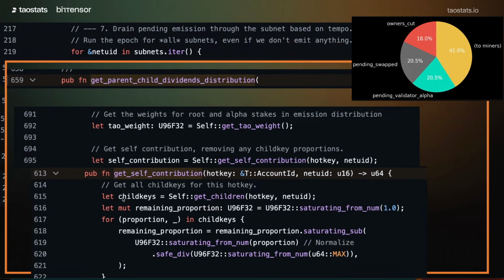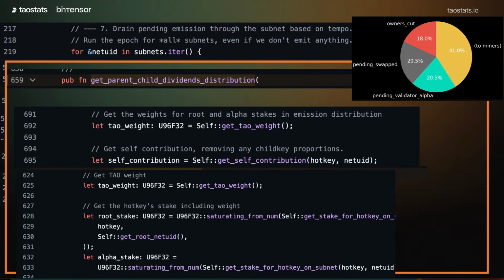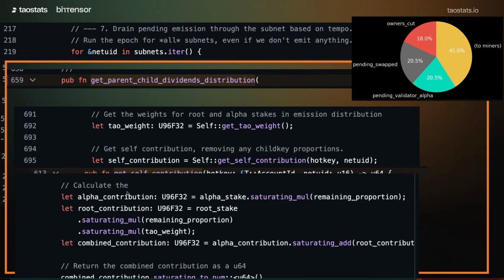What happens is we grab all of the child hotkeys for that hotkey. The remaining proportion is 1, and we subtract off all the other children. When we subtract off all the other children, we're left with the percentage for that child hotkey. Once we have that percentage, we can get the tau weight, the amount of total stake they have on root, and the amount of total alpha that they have, and we can calculate their contributions. We know the percentage times the amount of alpha; that's how much alpha they contribute. We know how much tau they have staked on root, we know the tau weight at 0.18, and we know their proportion, and that's their root contribution.